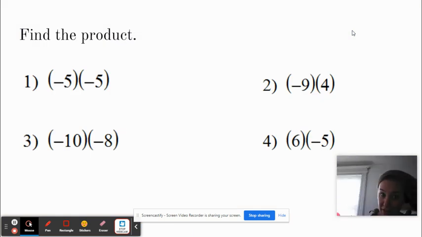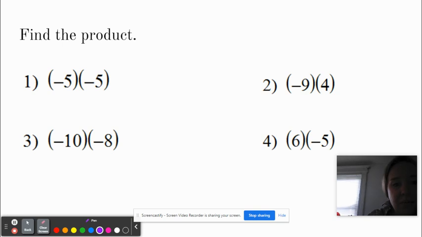Okay, so -5 times -5. Remember, the rule is that a negative times a negative is a positive. So negative times negative is positive. 5 times 5 is 25. But of course, we don't always write the positive. It's just 25. Cool.